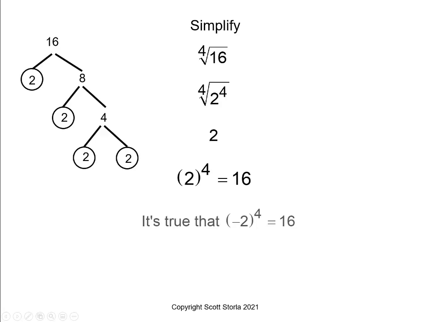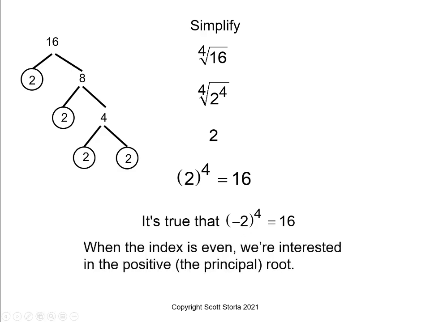Now, it's true that negative 2 with an exponent of 4 also gets us 16. So why didn't we say it was negative 2? And the answer is, when the index is even, we're only interested in the positive base. This is often known as finding the principal root. When the index is odd, we don't have this issue, but when the index is even, we're only looking for the positive base.